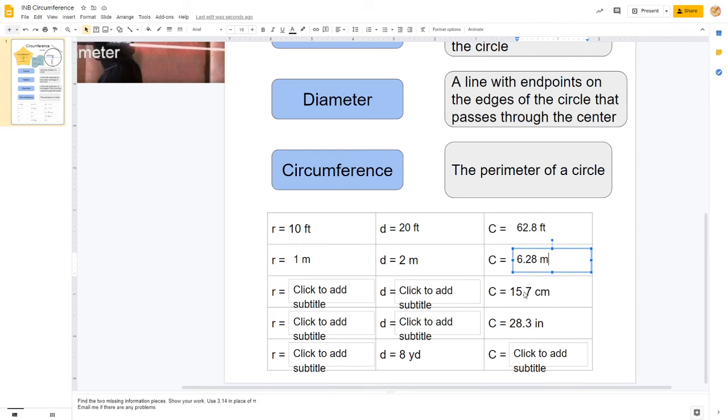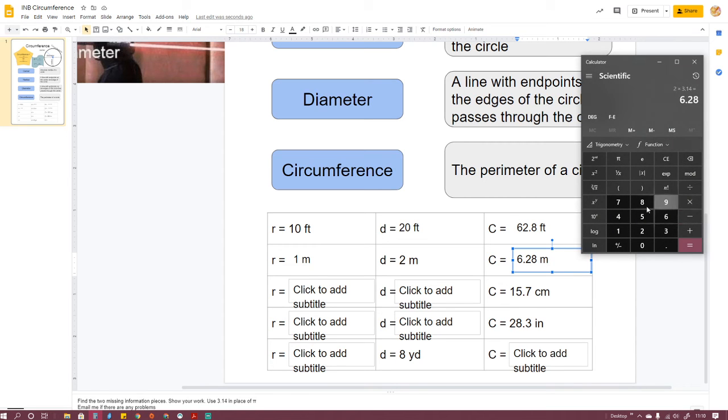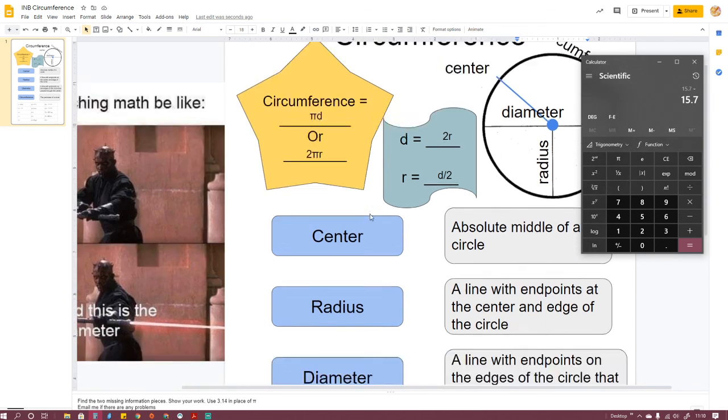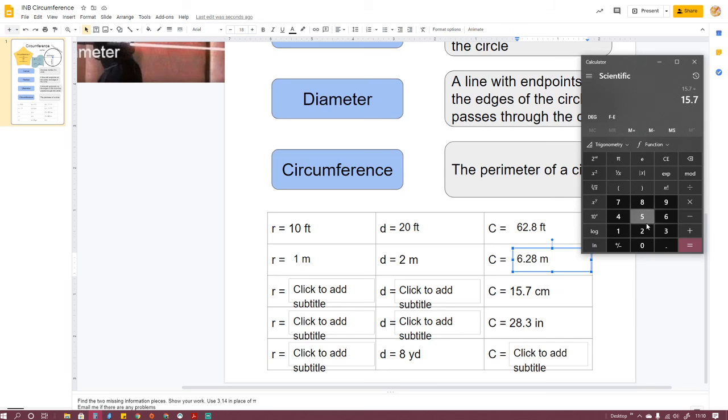Okay, next we're going to go from the circumference to the diameter. To do that, you again pull up your calculator and you put in 15.7 and you divide it by pi because we want to find out what d is, so we have to divide by pi. The opposite of multiplication is division. And we get 5.